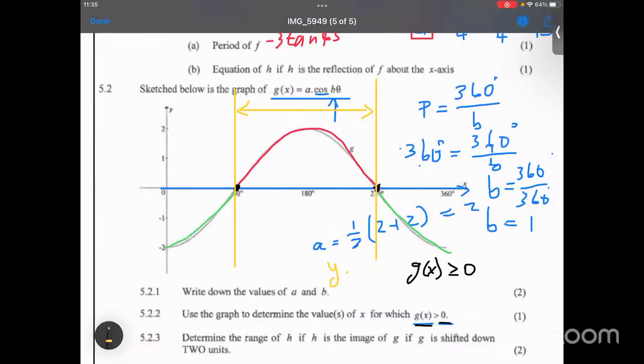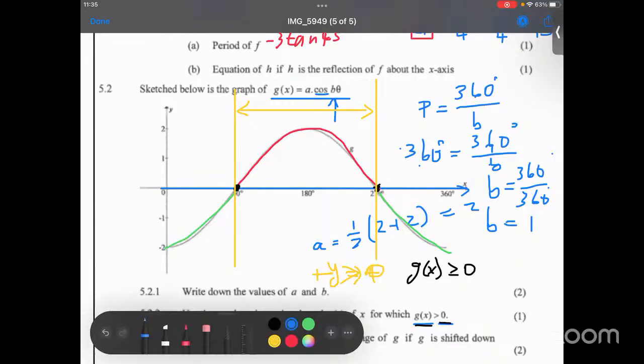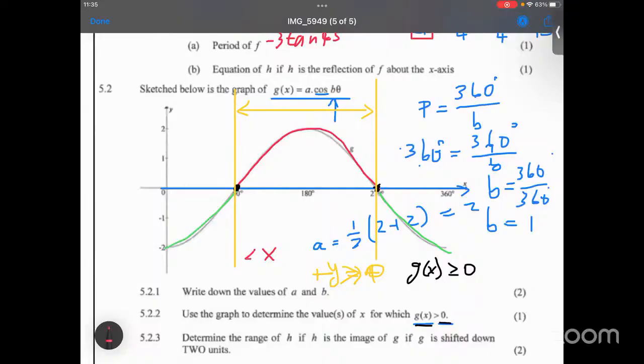All the y values are above 0, or they are positive. They are greater than 0. So in answering the question, you will therefore say it is where x is between 90 degrees and 270 degrees. That's where that graph of g is above that. Can you see?